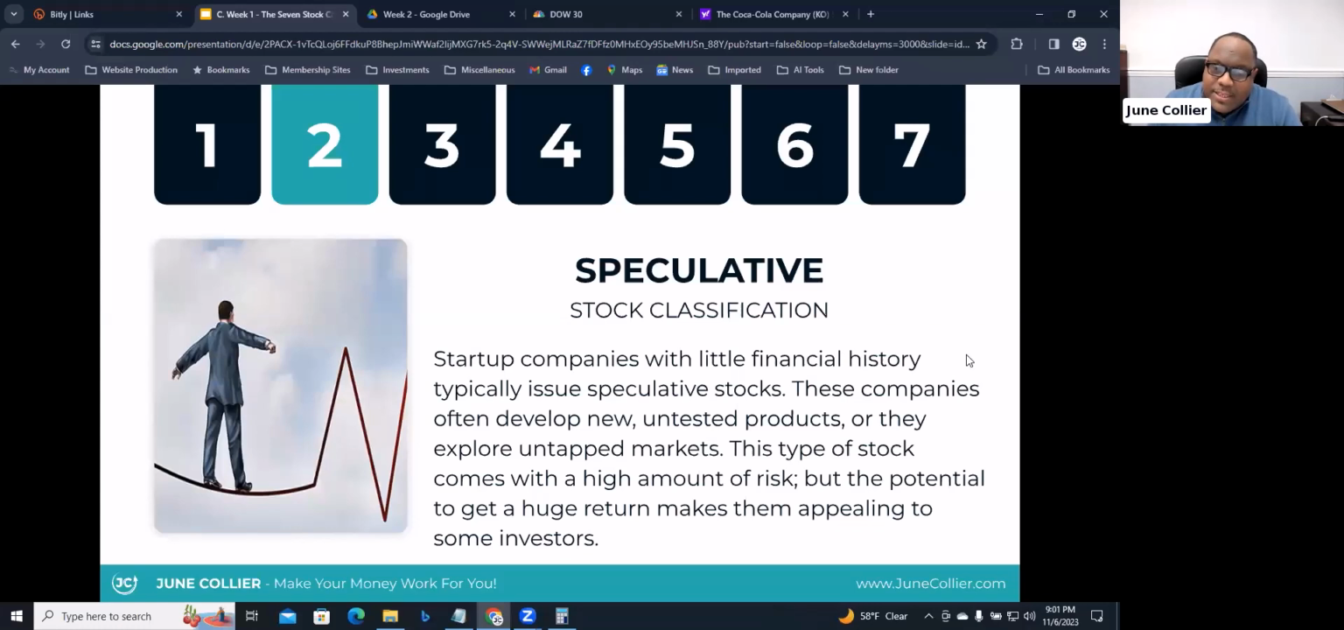Here's why. It says startup companies with little financial history. So when you're a private company, you don't have to share your numbers. Once you become public, you have to share your numbers. But if you're an IPO and this is the first time that you're being brought out to the public, I don't know your numbers. I gotta wait until you've been on the market for a little while to be able to see your track record, right? I gotta see your track record over a period of time. So IPOs, initial public offering companies, would be speculative companies.